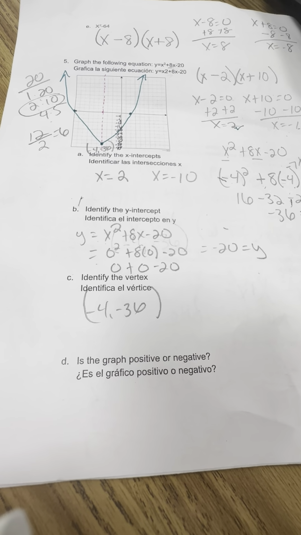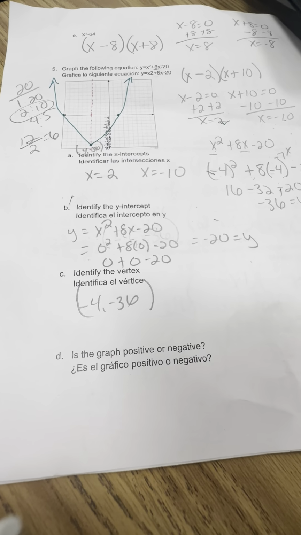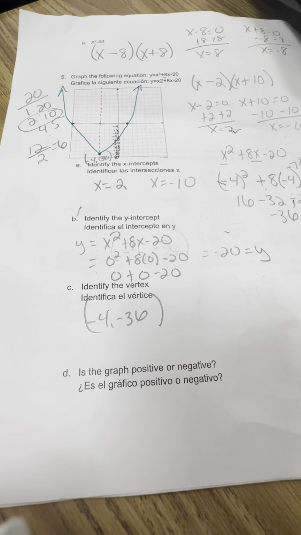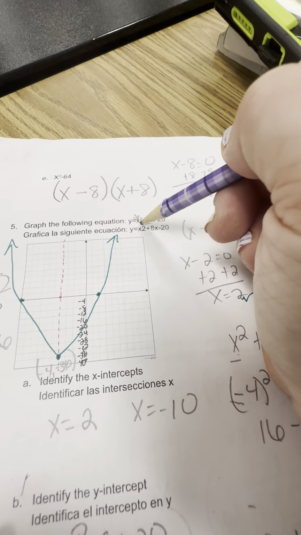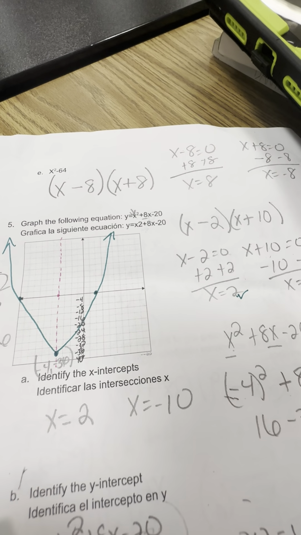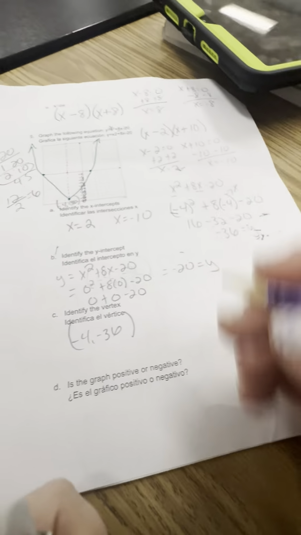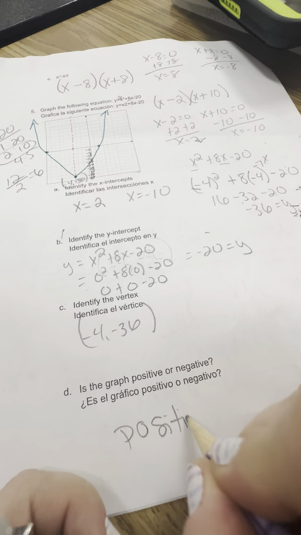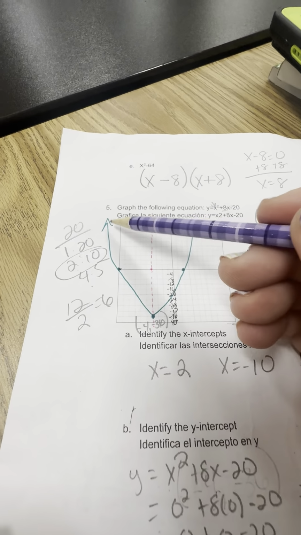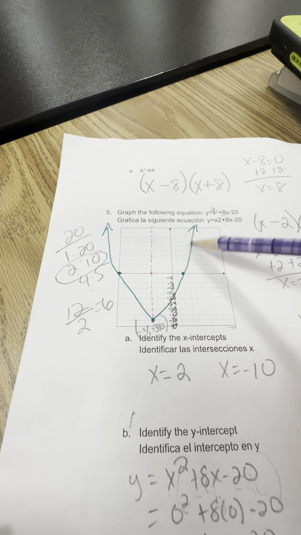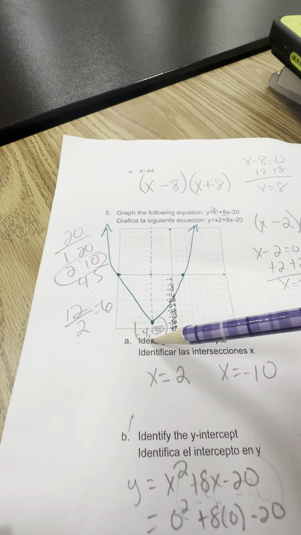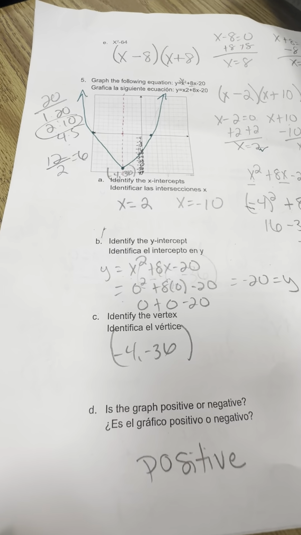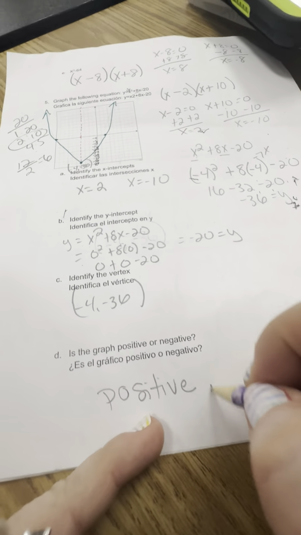Question D then is asking, is this graph positive or negative? There's two ways to check this as well. The first way is to look at our equation. If there is a symbol in front of this first x, such as a minus sign, it is negative. If there's nothing there, it is positive. This graph is positive. Another way to check is by actually looking at the graph. This one is opening up. My arrows are pointing up, it is positive. If it was going the other way, facing down, more like a hill, that would be negative. So that is my positive graph.